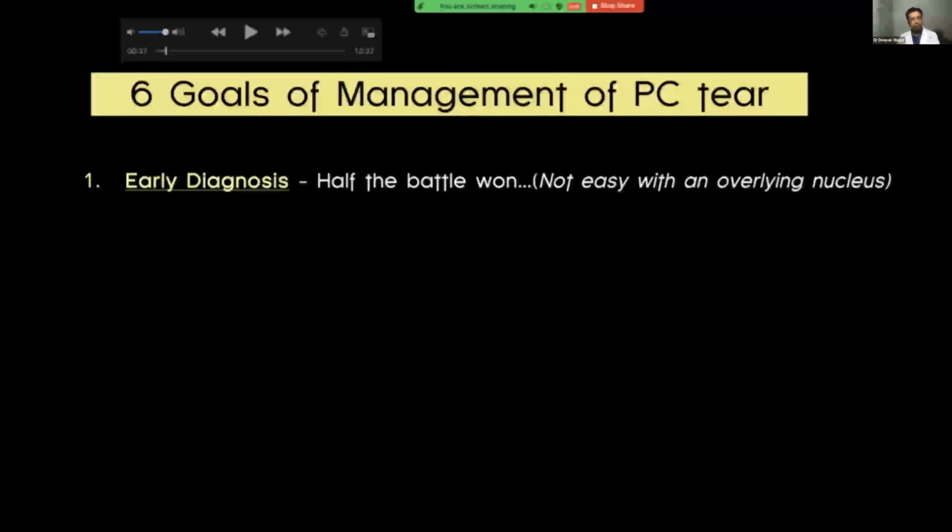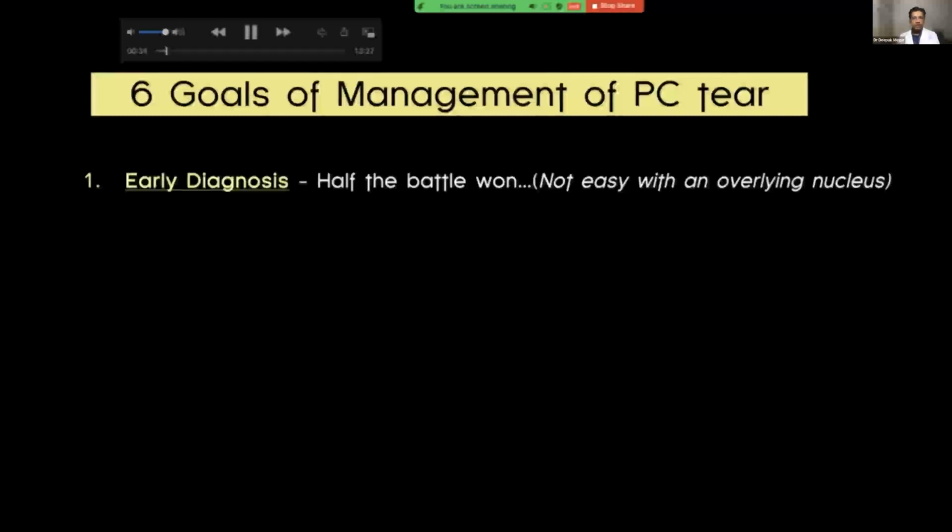And the problem really is, diagnosis is significantly delayed, and that's the reason we lose a lot of opportunity wherein the consequences could have been still better. The principle is we need to diagnose early. We need to have a high level of anticipation, and also a better microscope does help. But believe me, if we have an overlying nucleus, the diagnosis becomes even more challenging.